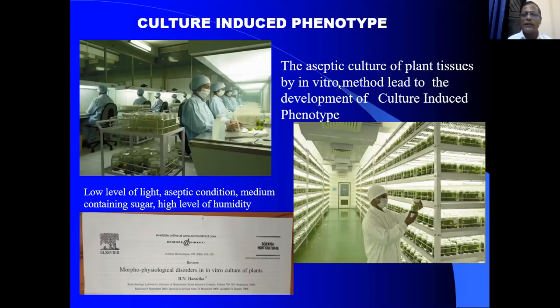Actually, what happens is that the aseptic culture of plants by the in vitro method leads to the development of the culture-induced phenotype. Because of the low level of light, the aseptic condition, the medium containing sugar and the high level of humidity, all these aseptic conditions of in vitro culture lead to the development of the culture-induced phenotype.